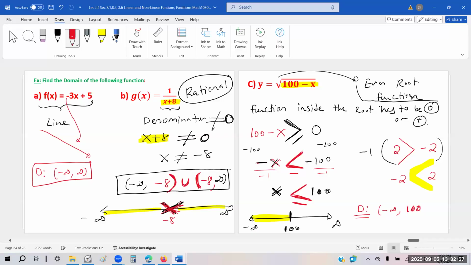When x is 100, what do you get in the equation? 100 minus 100. And what is the square root of 0? 0. So it exists, right? So can you use 100 for our x? So what should be the boundary for 100? Bracket. So this is our final answer.